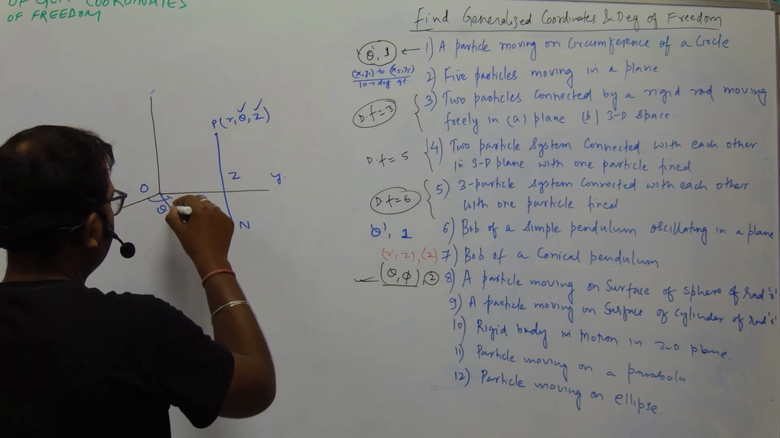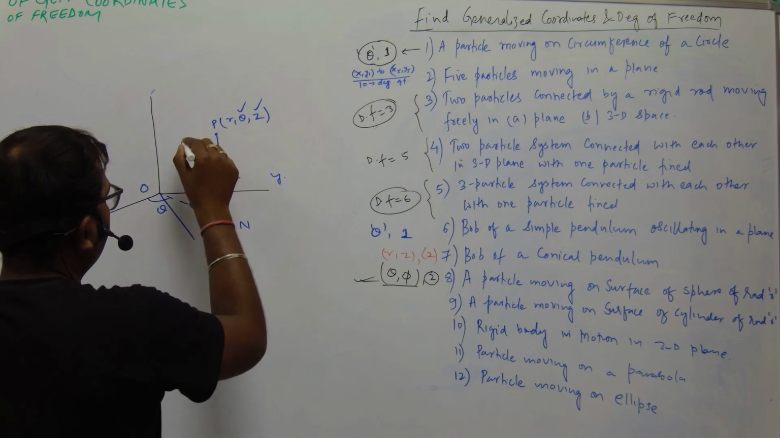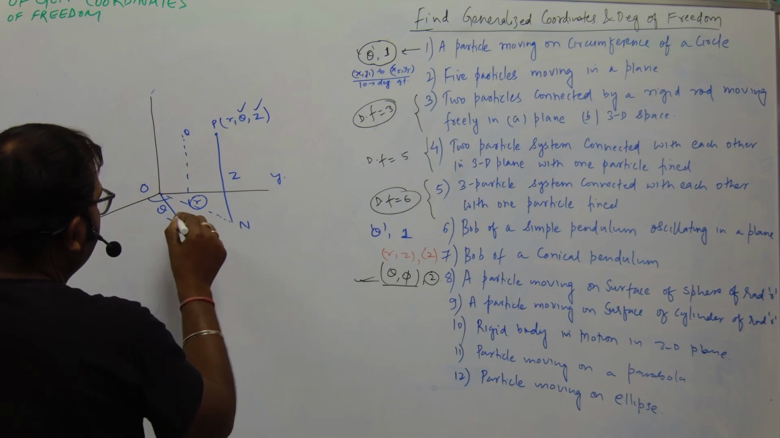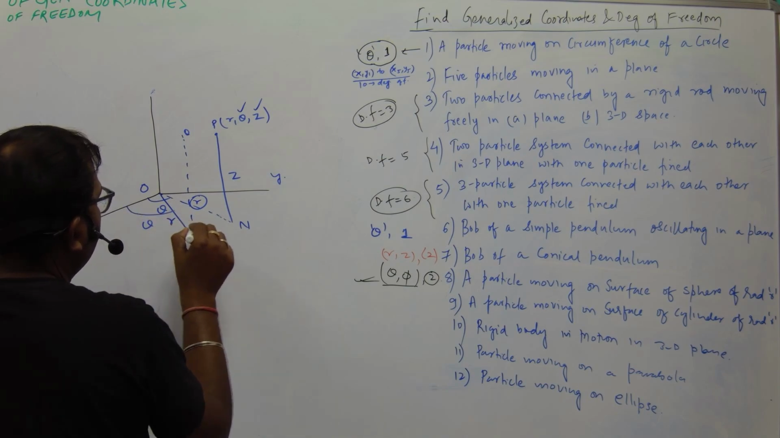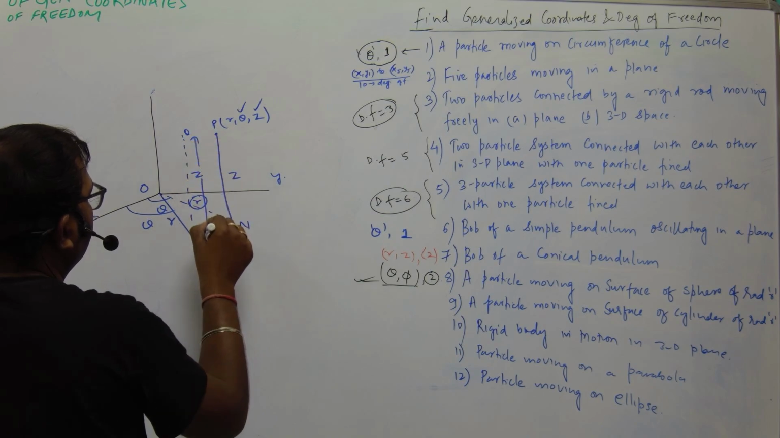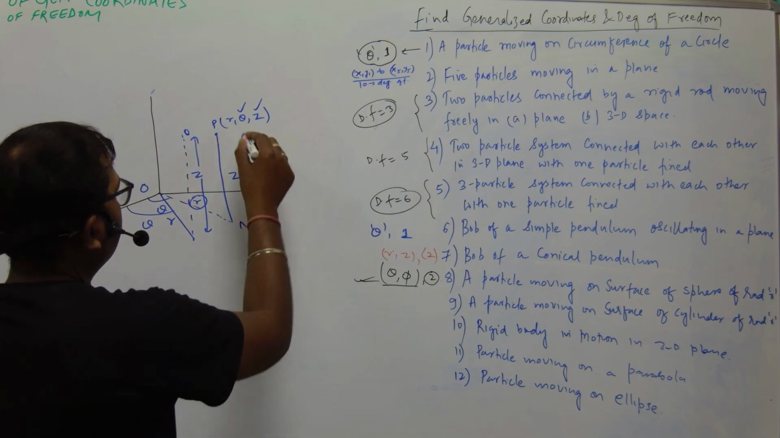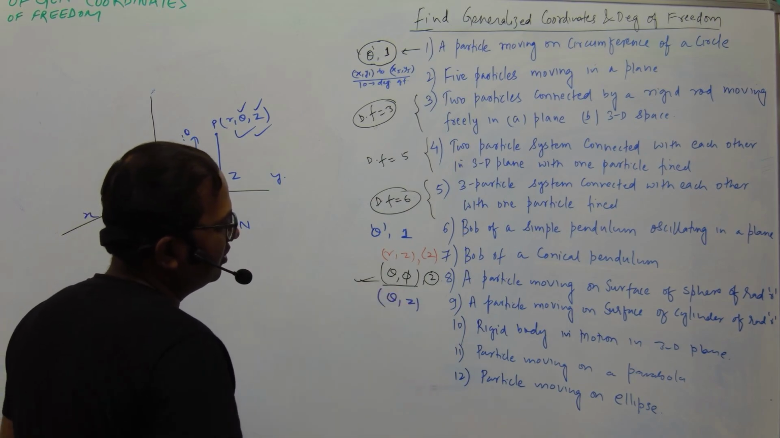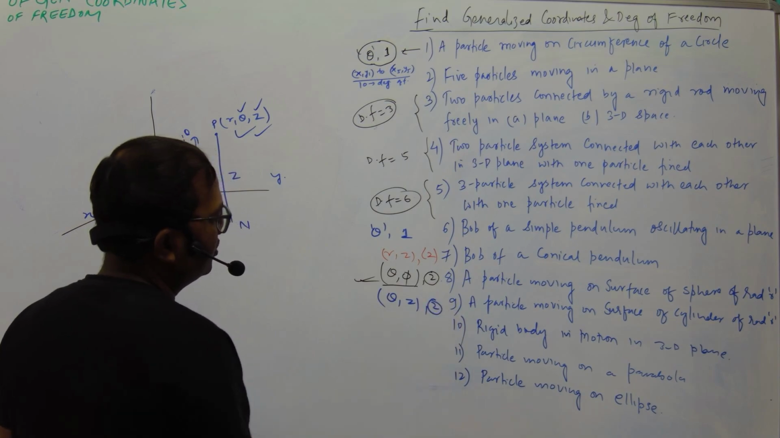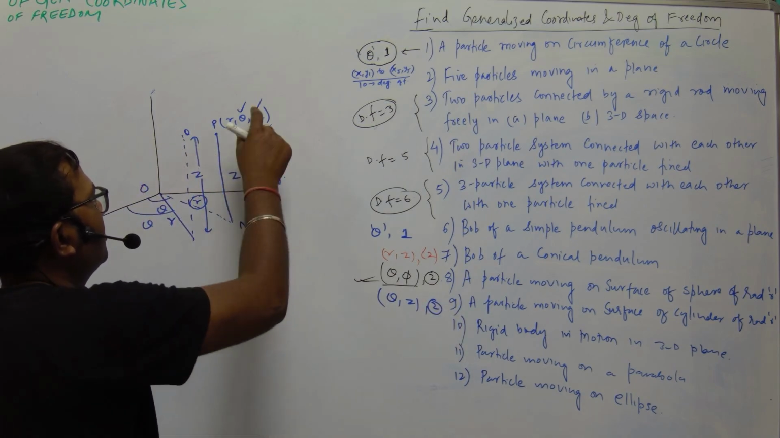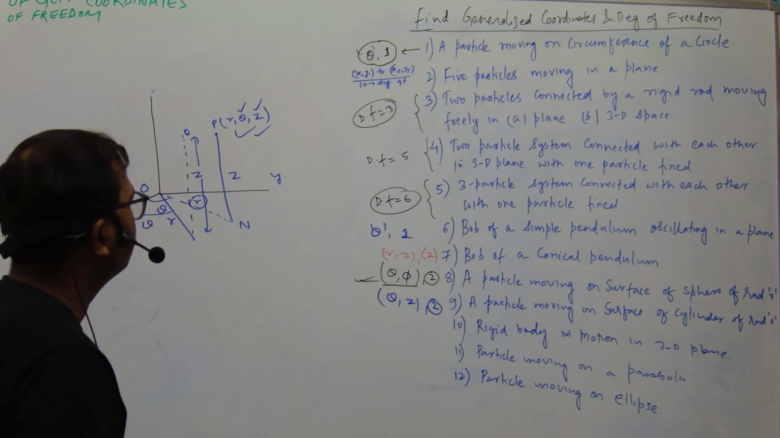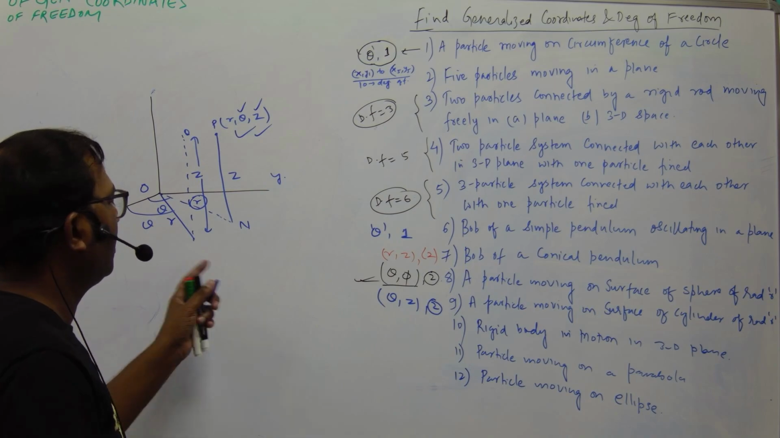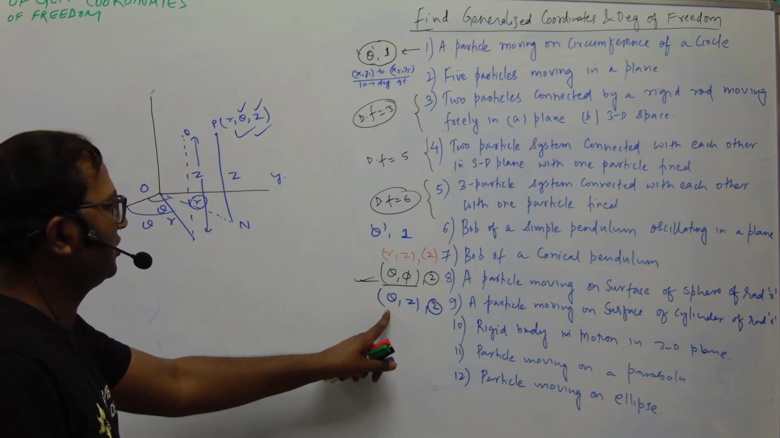Suppose the particle is at point Q. The radius is fixed, so the change will be in the theta value and z value. So theta and z are the generalized coordinates and the degree of freedom will be 2, because the position of the particle is getting changed on changing the value of theta and z, from P to Q. r is constant here.